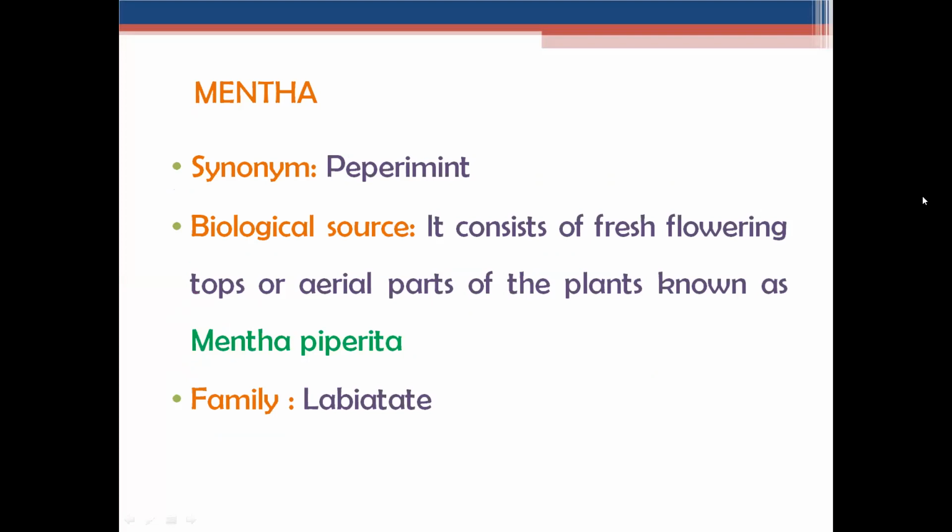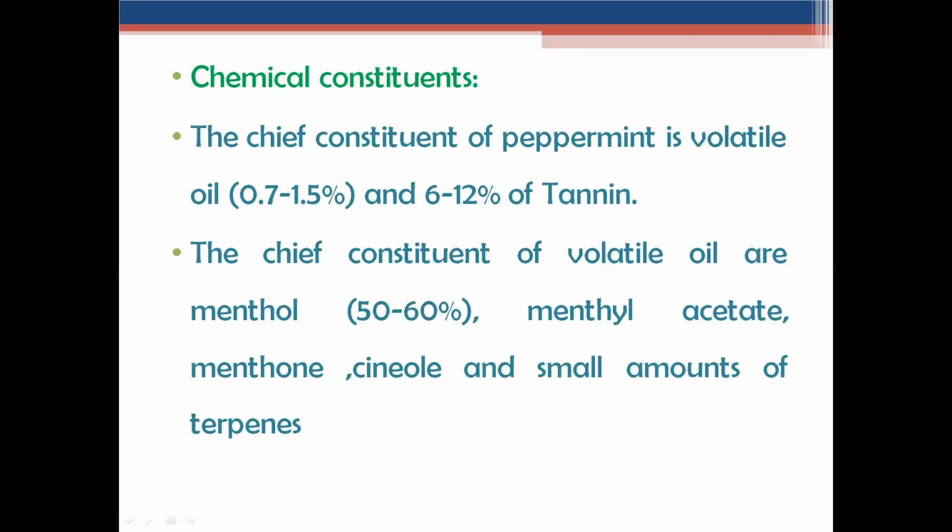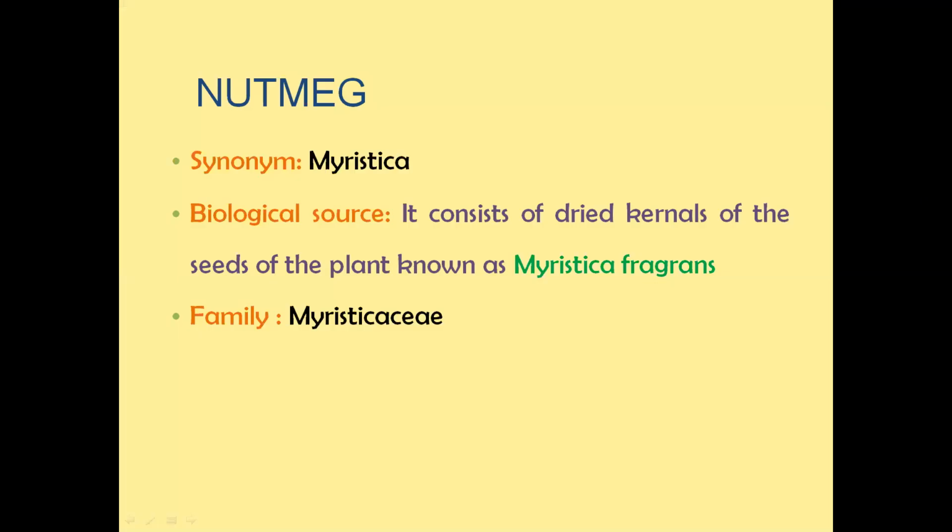Mentha is pudina, peppermint. It consists of the fresh flowering tops of the aerial parts of the plant known as Mentha piperita, and its family is Labiatae. Important constituents are volatile oils and tannins. The main volatile oils are menthol, menthyl acetate, menthone, cineole, and terpenes also.